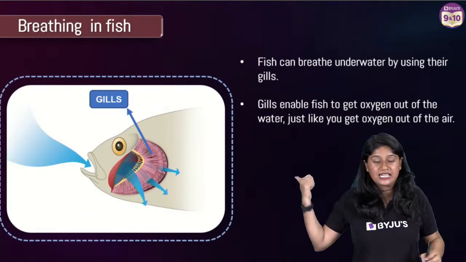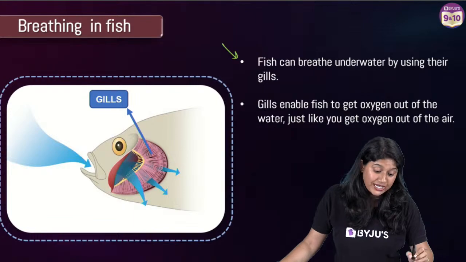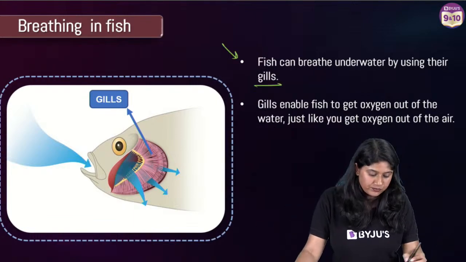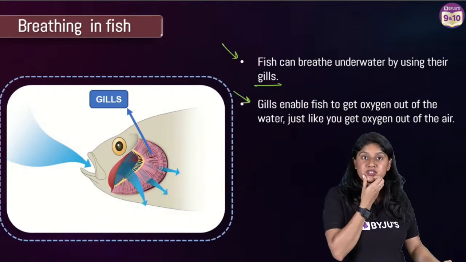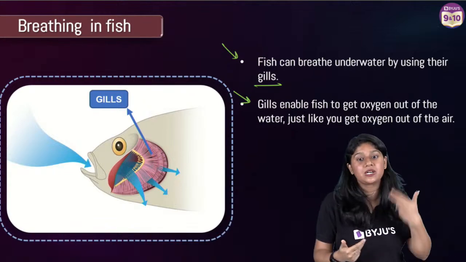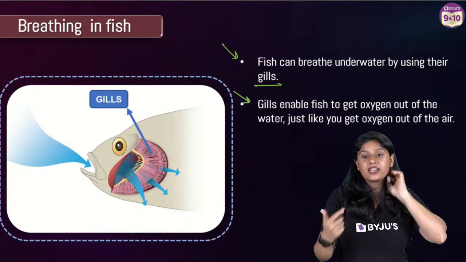So here, everyone, you can take a screenshot. Fish can breathe underwater by using the gills. Fish gets less oxygen in the water. That's why the breathing rate is high.